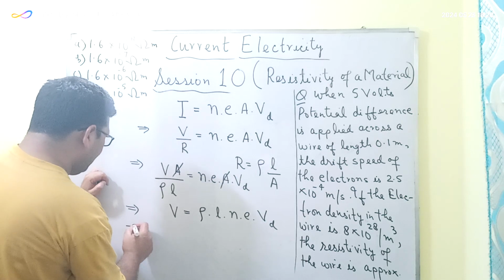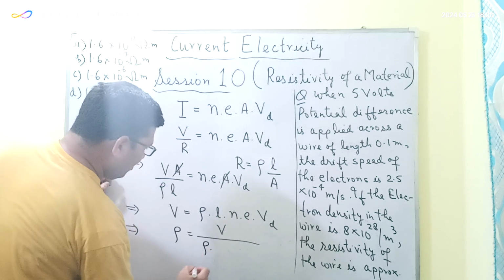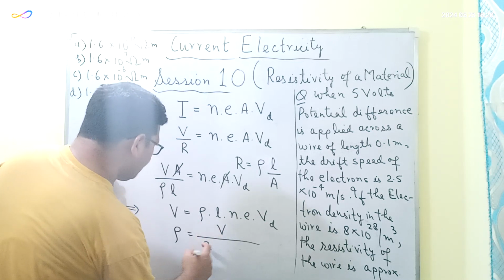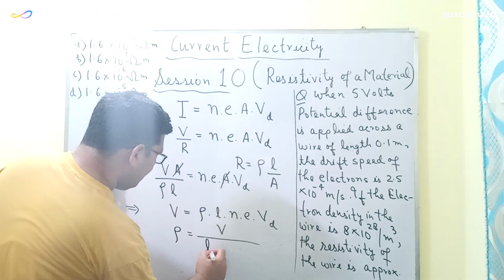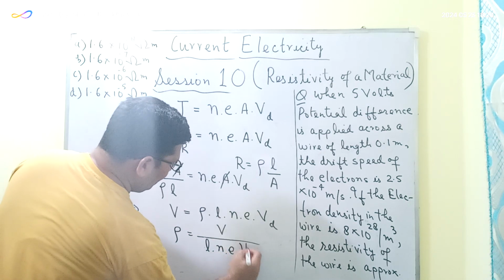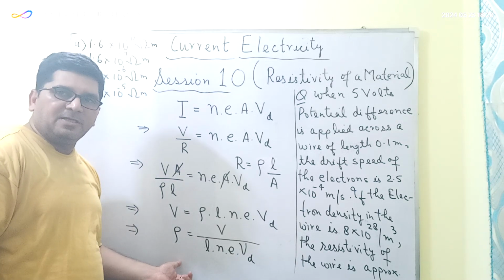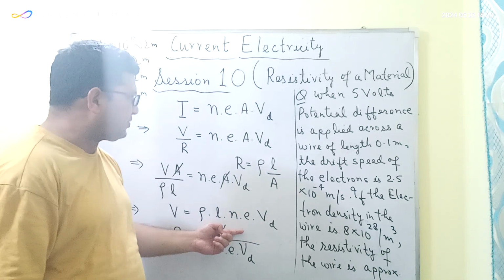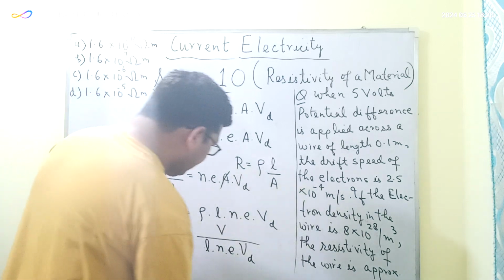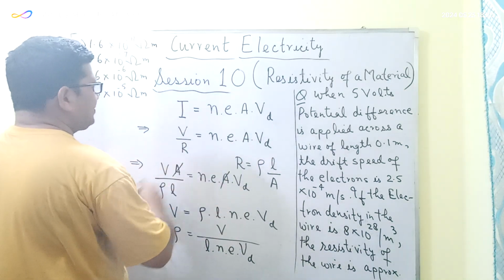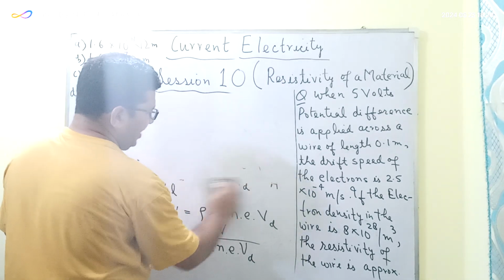So the resistivity of the material is equal to V divided by L N E Vd. This is the value of the resistivity of the material. So simply we now have to substitute the values given in this question, and after substituting these values, we will be able to get the resistivity of this wire.